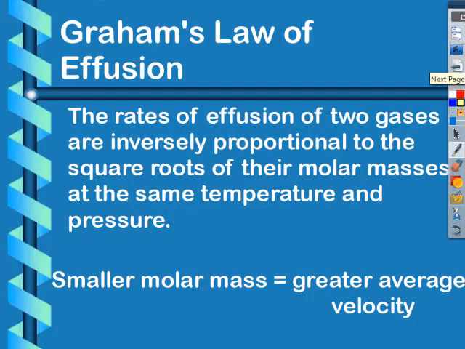So the only thing you have to know about effusion is that the rates of effusion of two gases are inversely proportional to the square roots of their molar masses at the same temperature and pressure. That boils down to the smaller the molar mass, the greater the average velocity. So if it asks which of these two gases has the greater average velocity or will be moving at a greater rate, it's the smaller molar mass. Light things travel faster than heavy things.